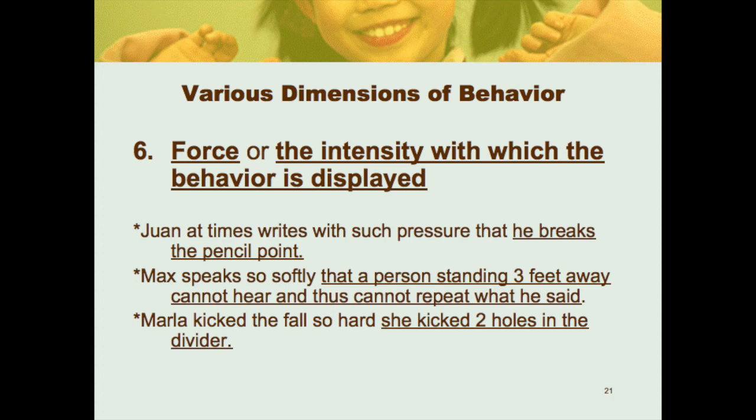A sixth dimension is the force, or the intensity at which the behavior is displayed. For example, Juan at times writes with such pressure that he breaks the pencil point. Max speaks so softly that a person standing 3 feet away cannot hear and thus cannot repeat what he said. Marla kicked the ball so hard that she kicked 2 holes in the divider.